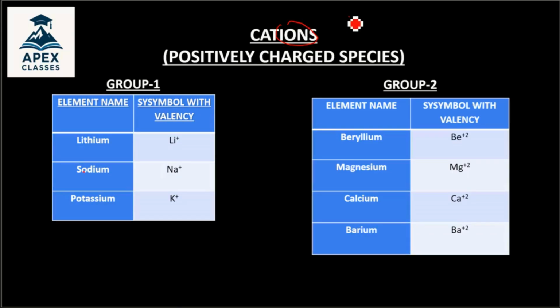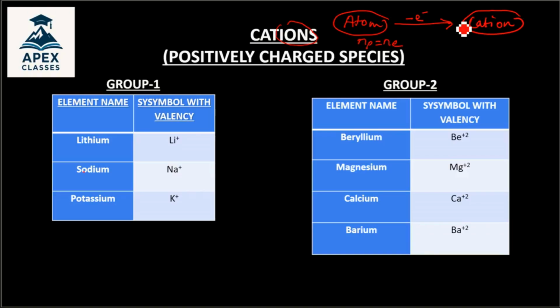Suppose an atom is there. We all know an atom is electrically neutral. Why is an atom electrically neutral? Because the number of protons and the number of electrons are the same. So whenever from an atom we remove one or more electrons, it will result in the formation of a cation. It is a type of ion which is positively charged.